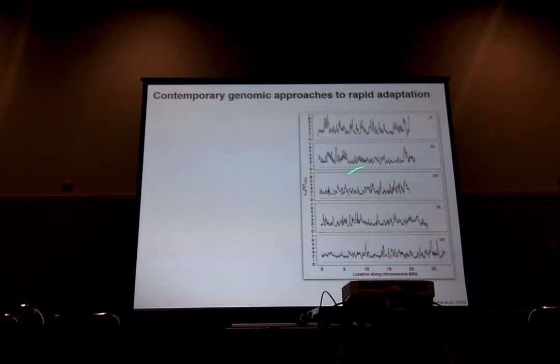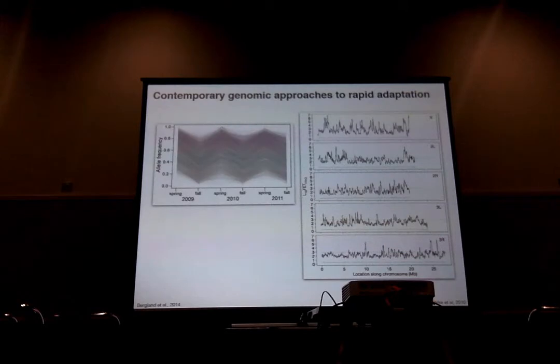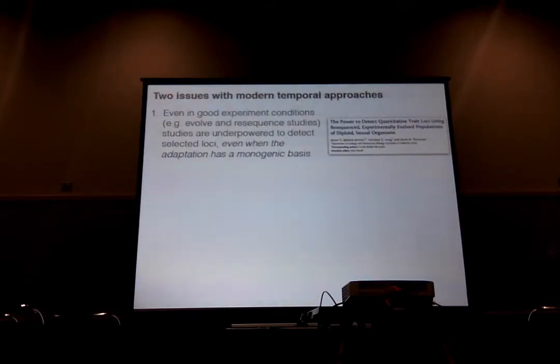This is really nice work done by Molly Burke, where they selected these lines of Drosophila for early development time. And they saw genome-wide patterns of allelic differentiation consistent with selection on standing variation. And Alan Bergland and colleagues have seen patterns of fluctuating selection over spring and fall season pairs over 3 years in Drosophila. But there are two key limitations of these types of approaches.